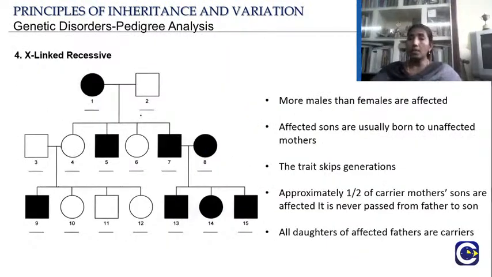Now X-linked recessive is quite good. We know conditions like hemophilia, right? They come under this particular condition. Here you can see that more males will be affected than females.